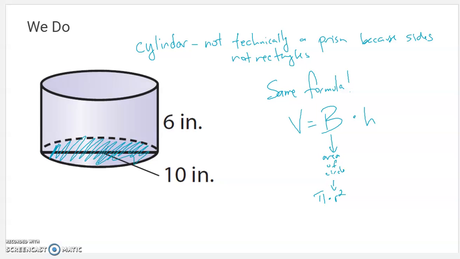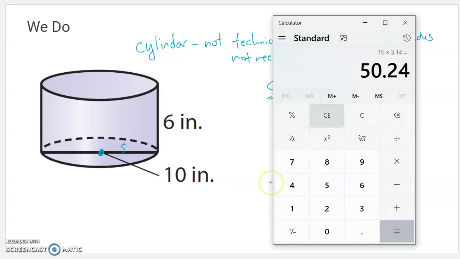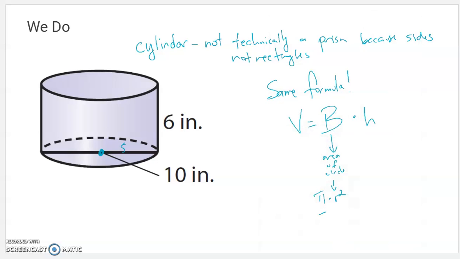The way this is oriented, it looks like an oval. So the radius here, if the diameter is 10, the radius would be 5, so I need pi times 5 squared. 5 times 5 times pi. It's 78.5. That's the area of the base. That circle has an area of 78.5 square inches, then times the height.